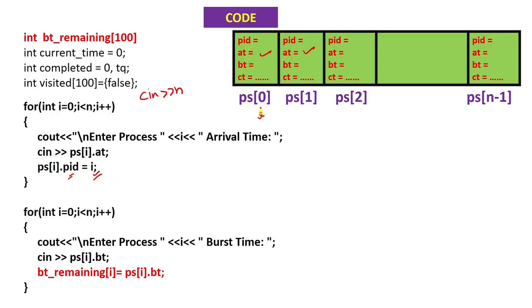That is, if I is 0, this will be 0. If I is 1, this will be 1. In the same way, this will be 2, and so on. After scanning arrival time, the same way we are asking for the burst time inside this pi.bt variable.